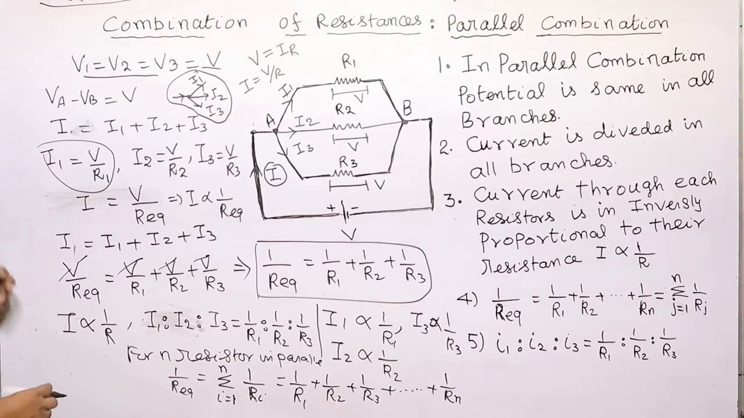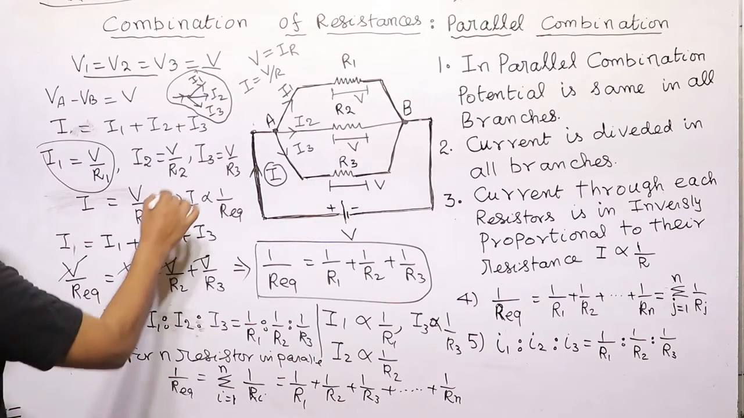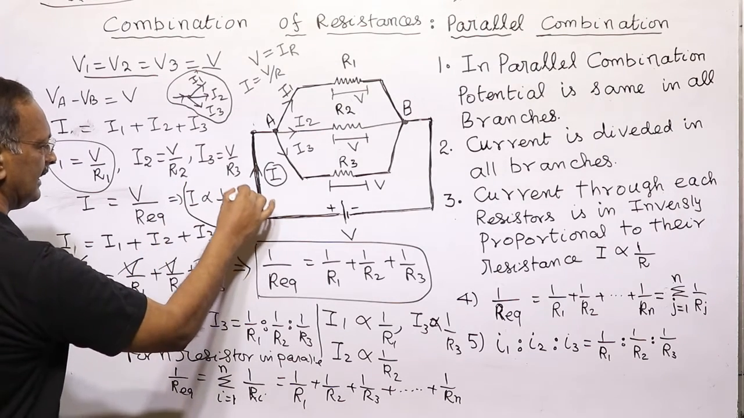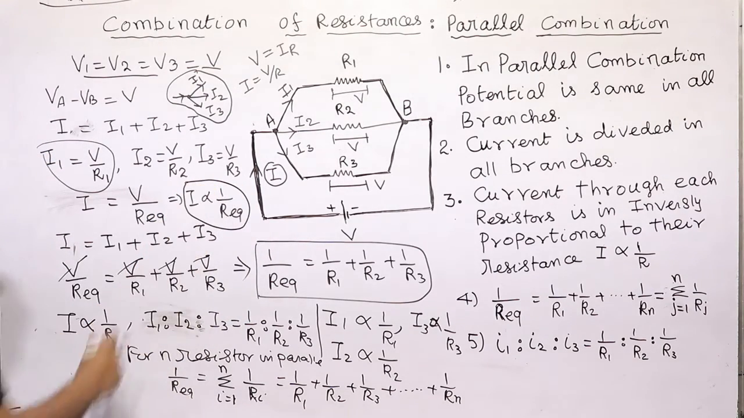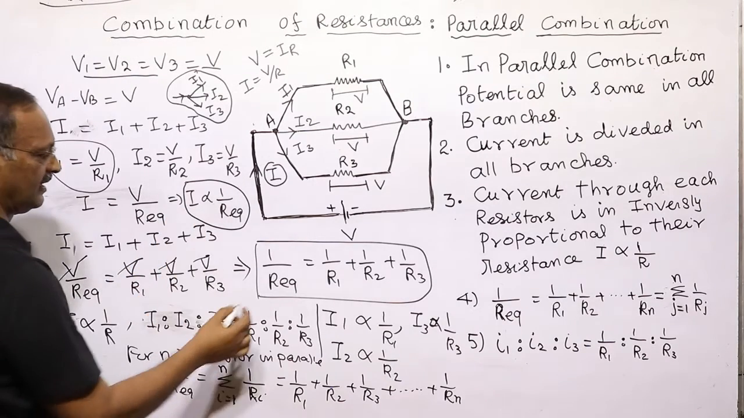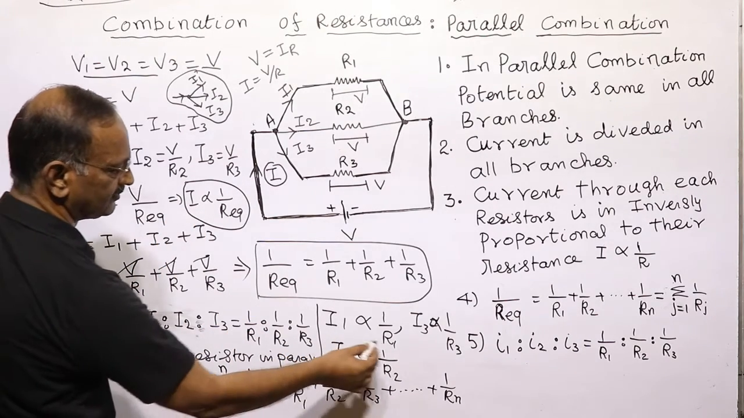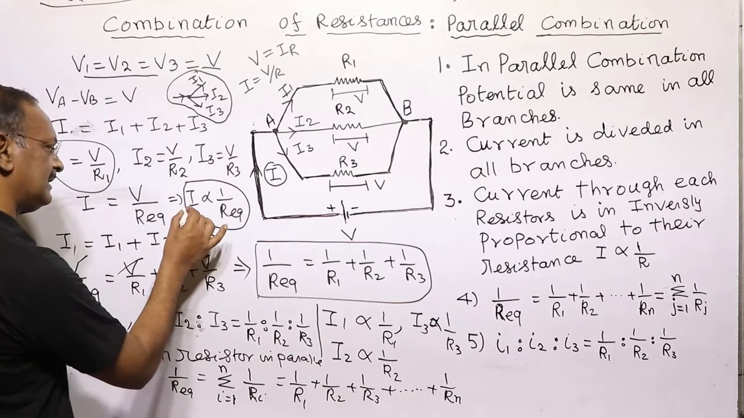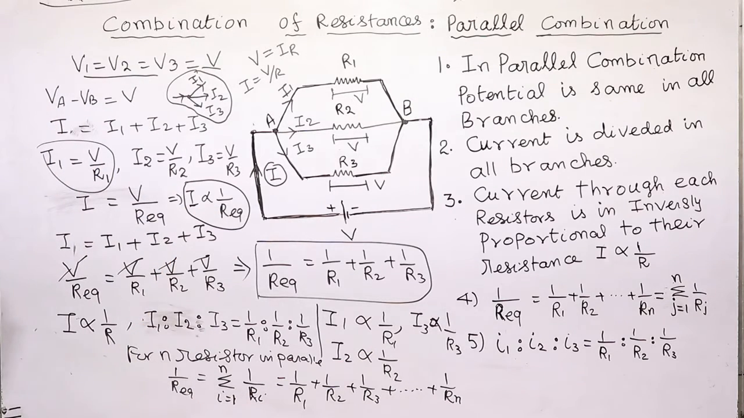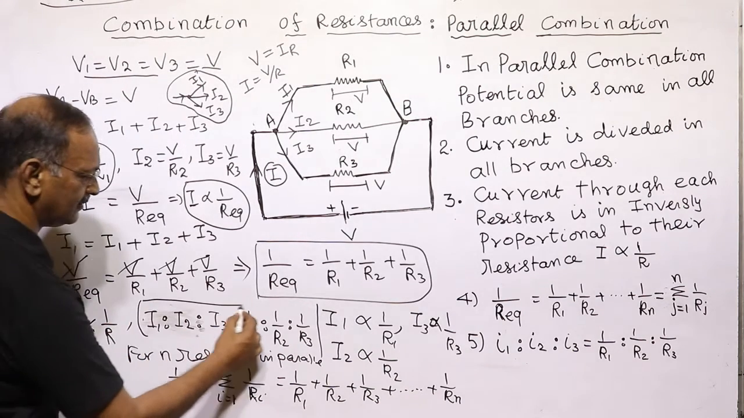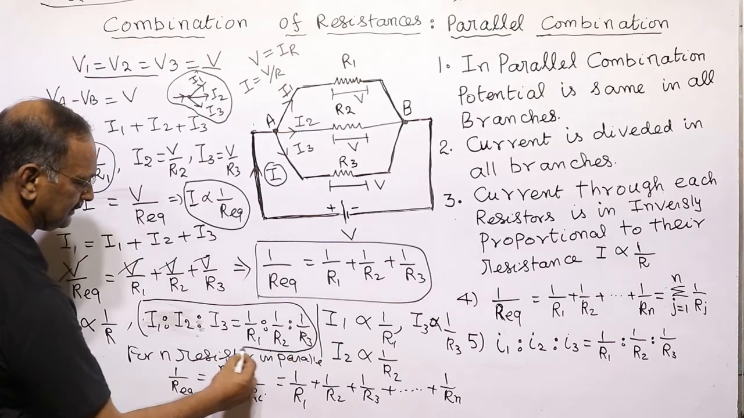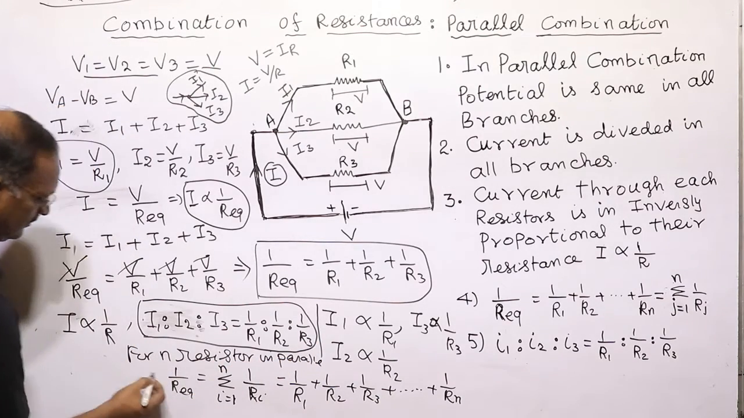So from this equation, in parallel combination, current is inversely proportional to the respective resistor, and net current is inversely proportional to 1 by R equivalent. So I1 is to I2 is equal to I1 is to I2, and this combination.